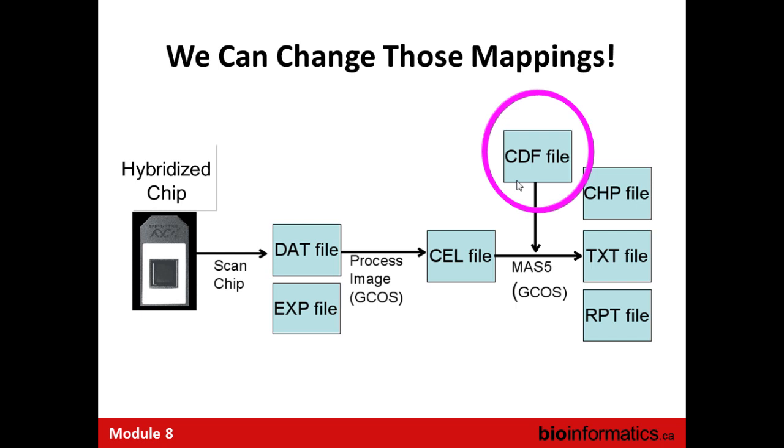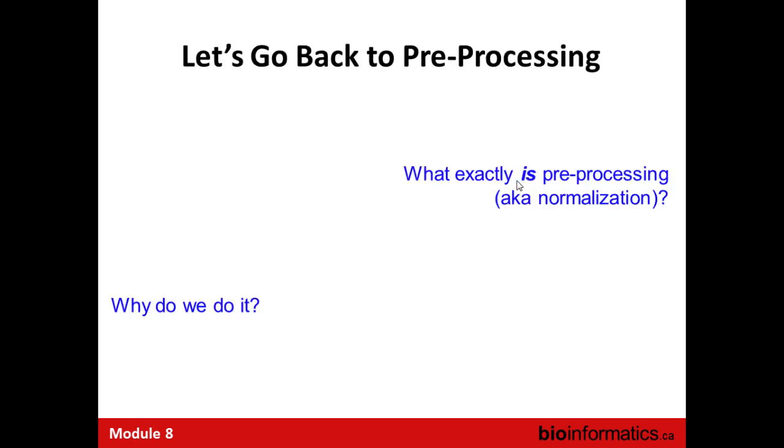If I see an experiment under review, when I analyze it using an alternative CDF, I go, oh boy, this is going to be a problem. If they did use a proper CDF, the odds are really good that they probably got it right. So it's a key characteristic. All right. The last thing that we should talk about is going back to pre-processing.